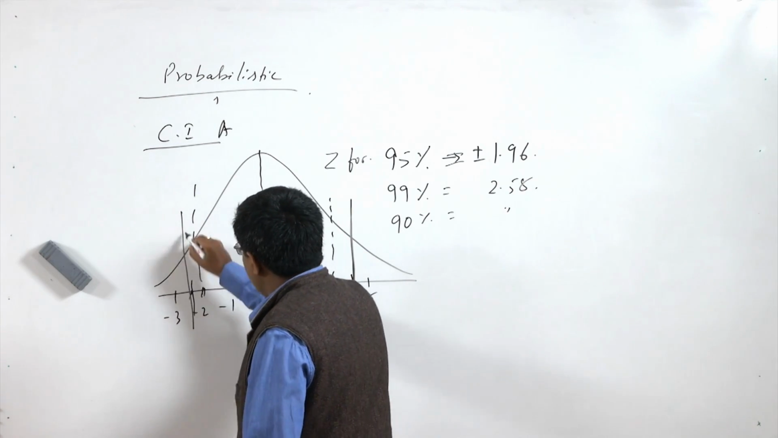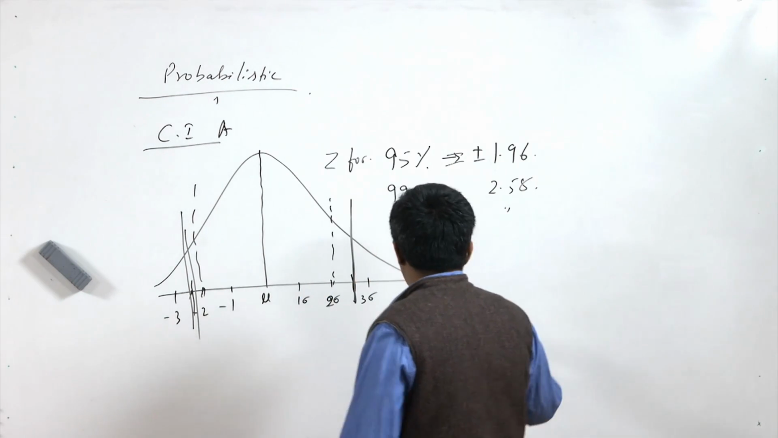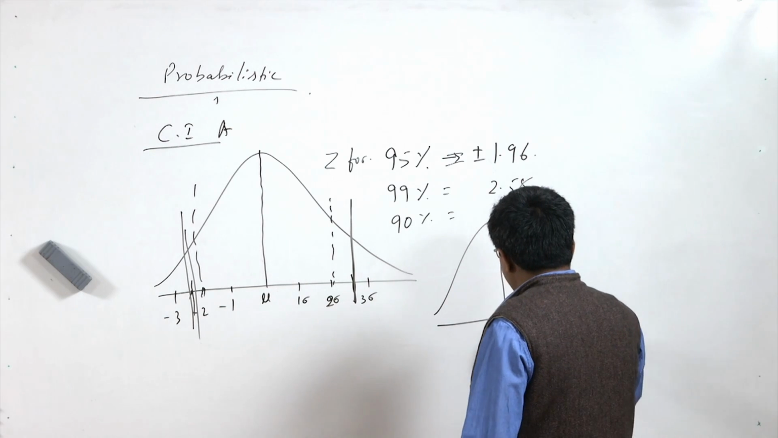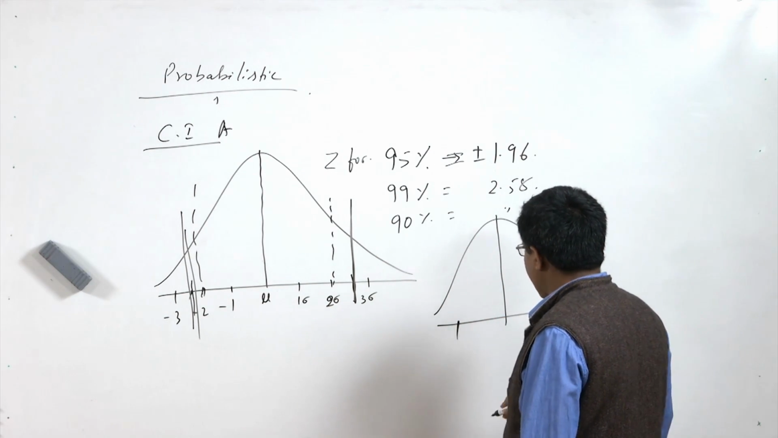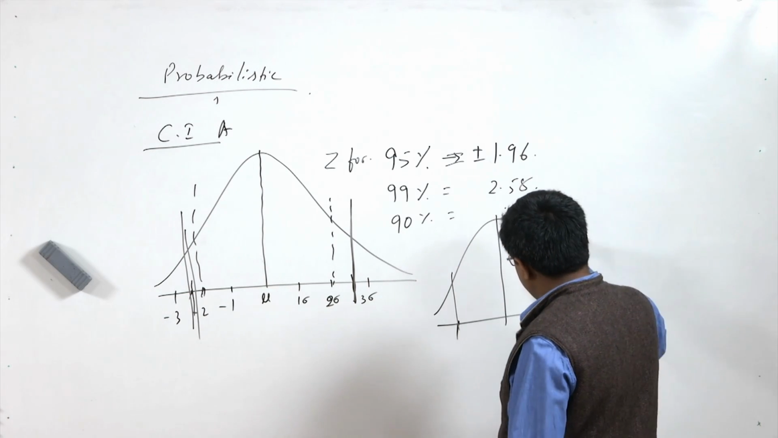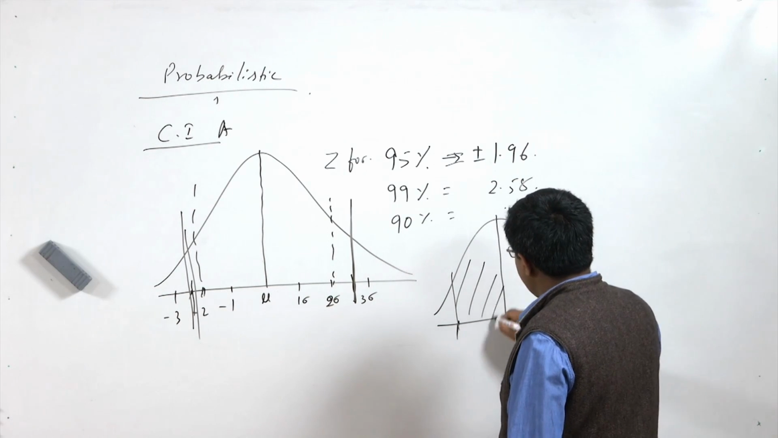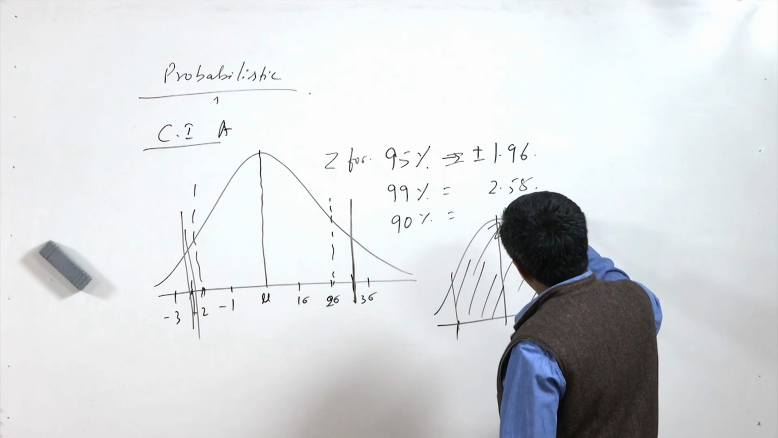Now, the question comes: if I have a 95% interval, what do I mean? When I am saying 95%, the Z value is 1.96. So, the area under the curve that falls within this becomes my complete acceptance zone. This is my zone of acceptance.